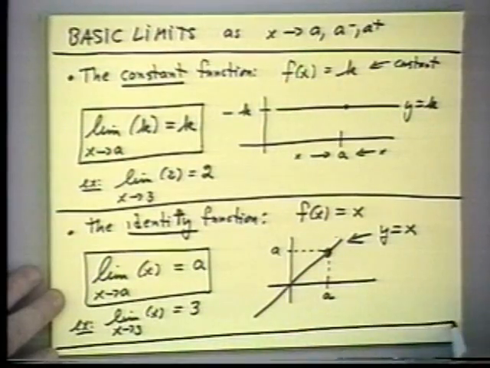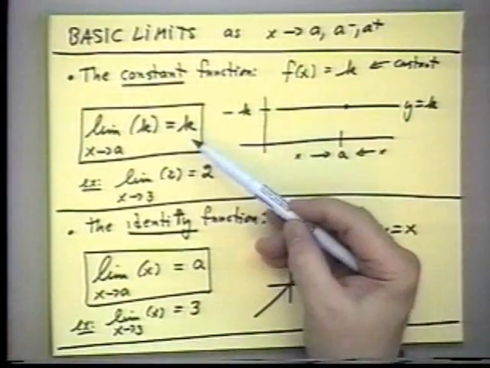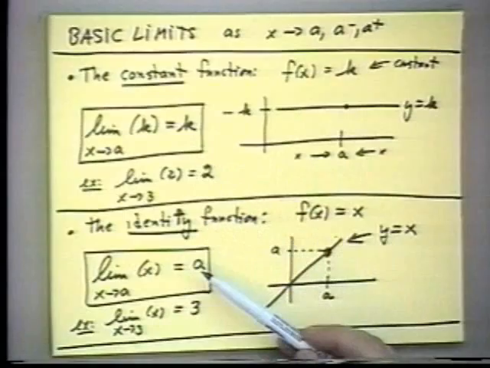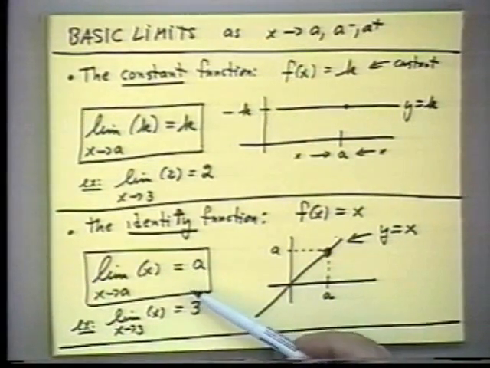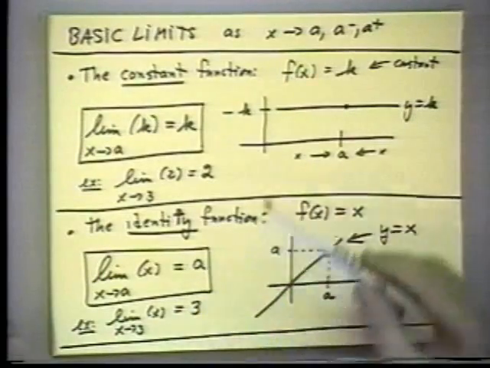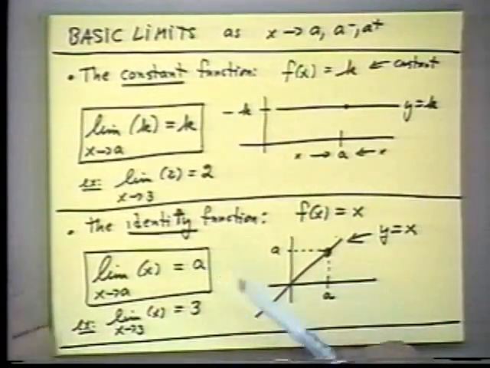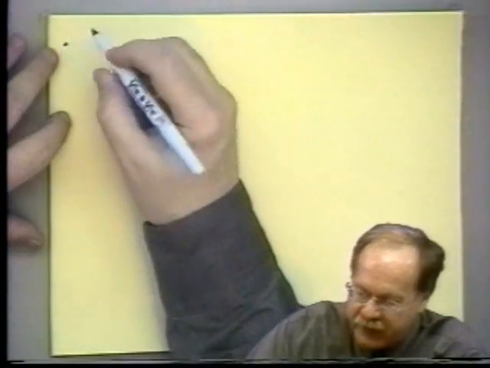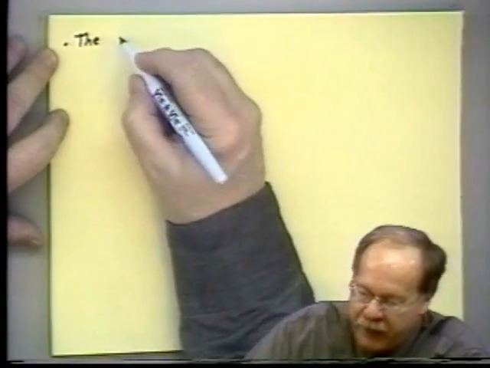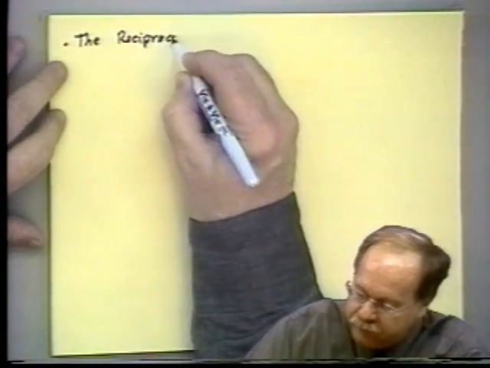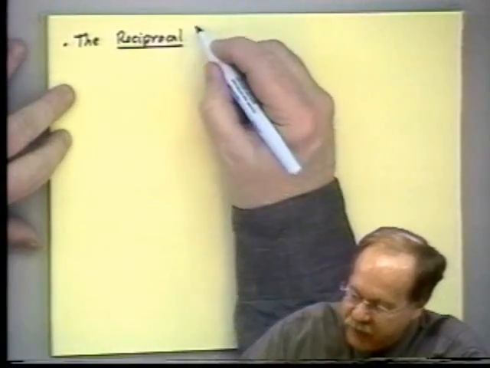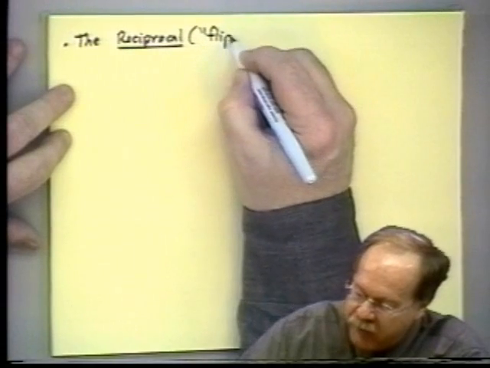So, the identity function here and the constant function here are both functions for whom the limit is very easy to take. But we have to start somewhere, so we've started at the bottom, and we have some basic limits now to work with. There's one other basic limit we'll go ahead and say something about now. This is what might be called the reciprocal function. Or if you don't like the word reciprocal, you could say it's the flip-over function.